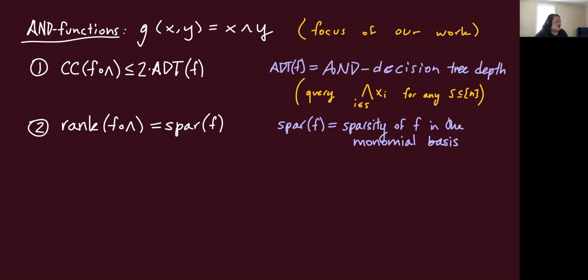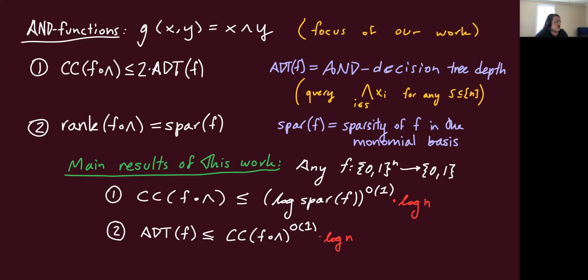And the rank versus sparsity connection in this context says that the rank of F composed with AND is equal to what I'll call spar of F, the sparsity of F in the monomial basis. I'll define formally what that means in a second if you aren't familiar. So these are what the two advantages look like. And so the question is, can we use the sparsity of F in the monomial basis to design short AND decision trees? The main result of our work is that the answer is yes, up to a log n factor.